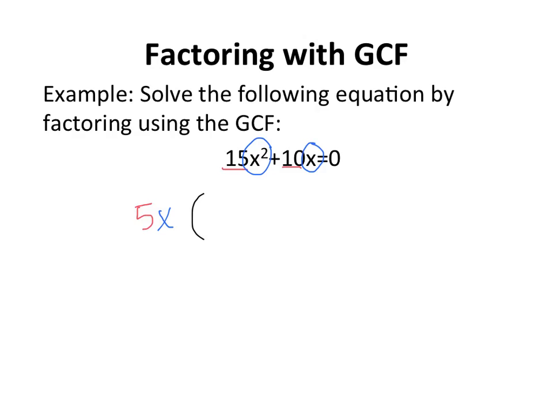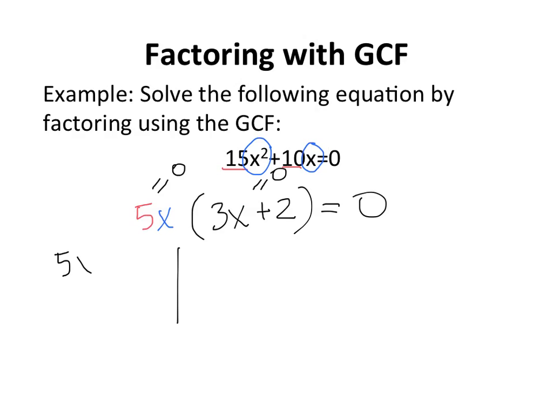In order to get 15x squared, we're going to need a 3x on the inside, and then in order to get a 10x, we need a 2. Since 5x and 3x multiplied together makes 15x squared, and 5x and 2 makes 10x, we know that we've factored correctly. Now our very last step is to look at these two factors and use our zero product property to figure out what x can be.